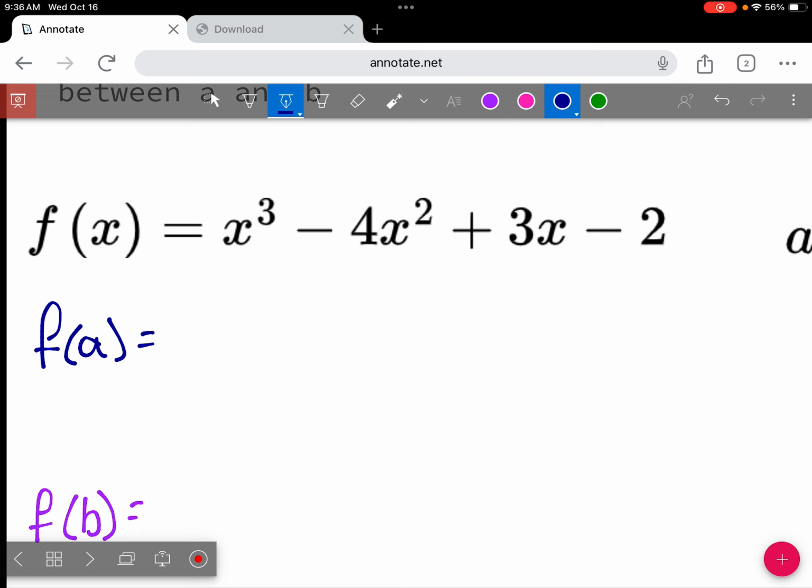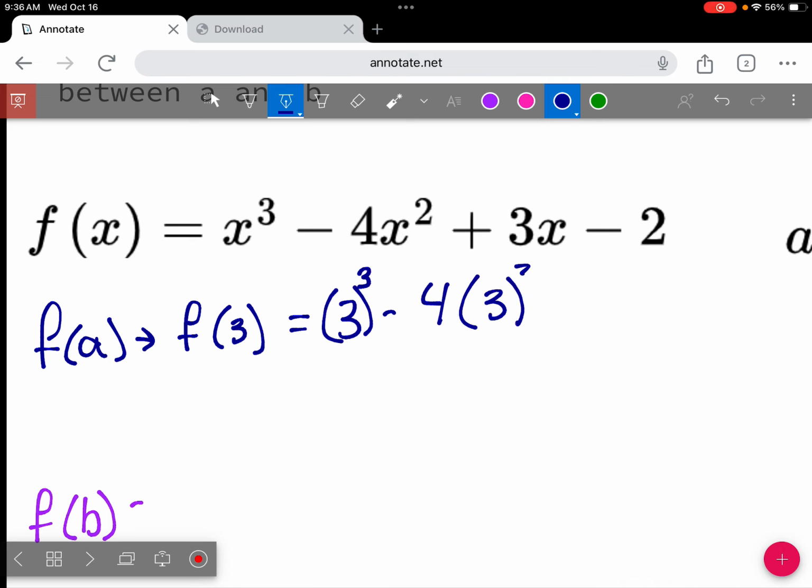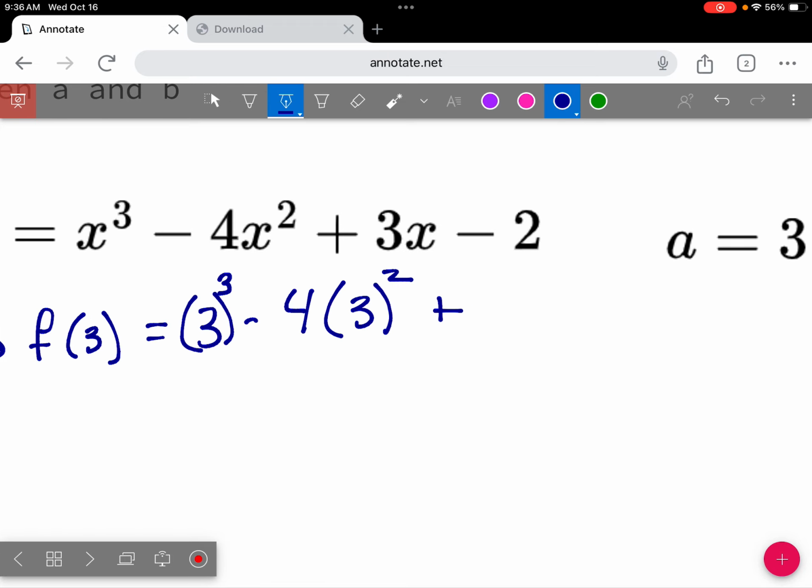So I know my a is 3. So this is really asking us for f of 3. So we're going to substitute that in. We're going to have our 3 cubed minus 4 times 3 squared plus 3 times 3 minus 2.